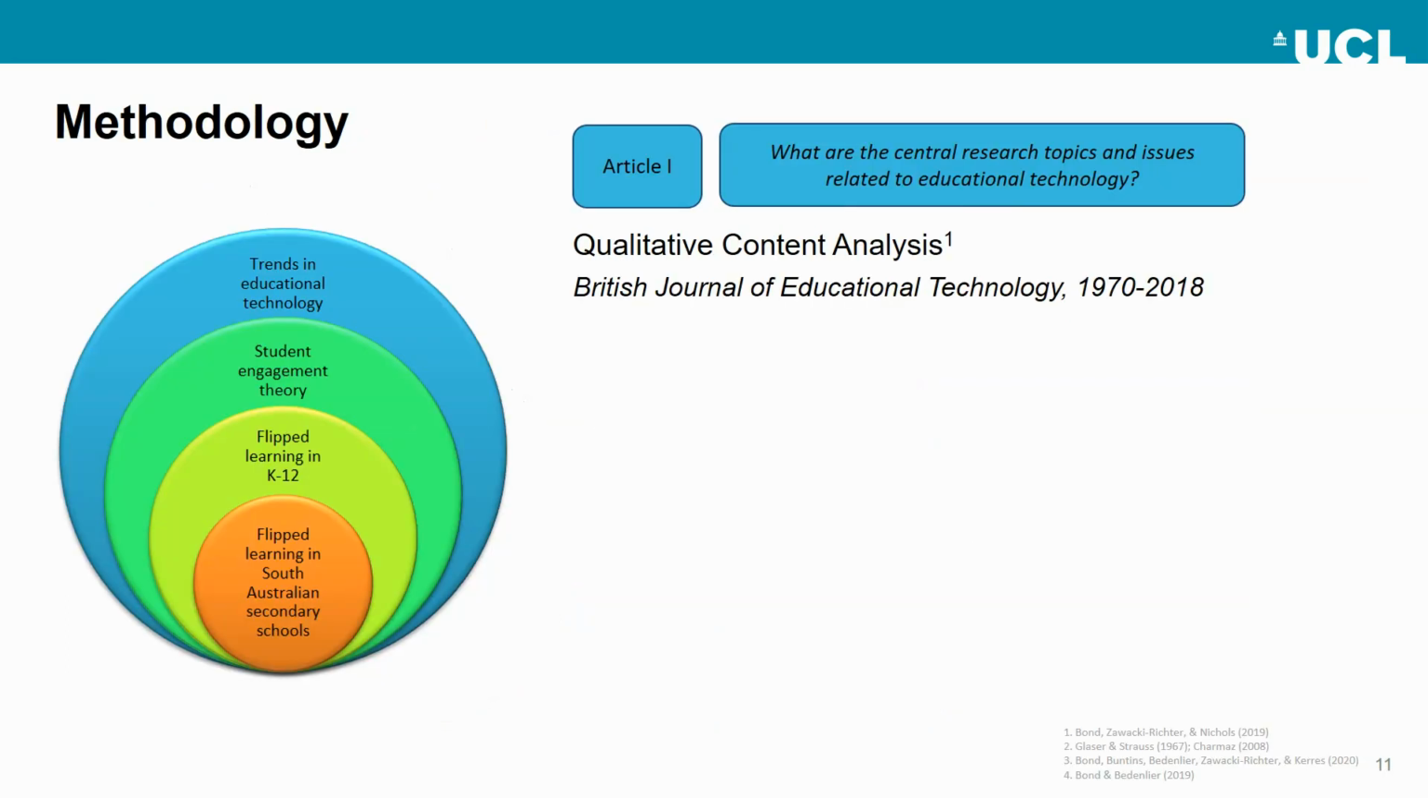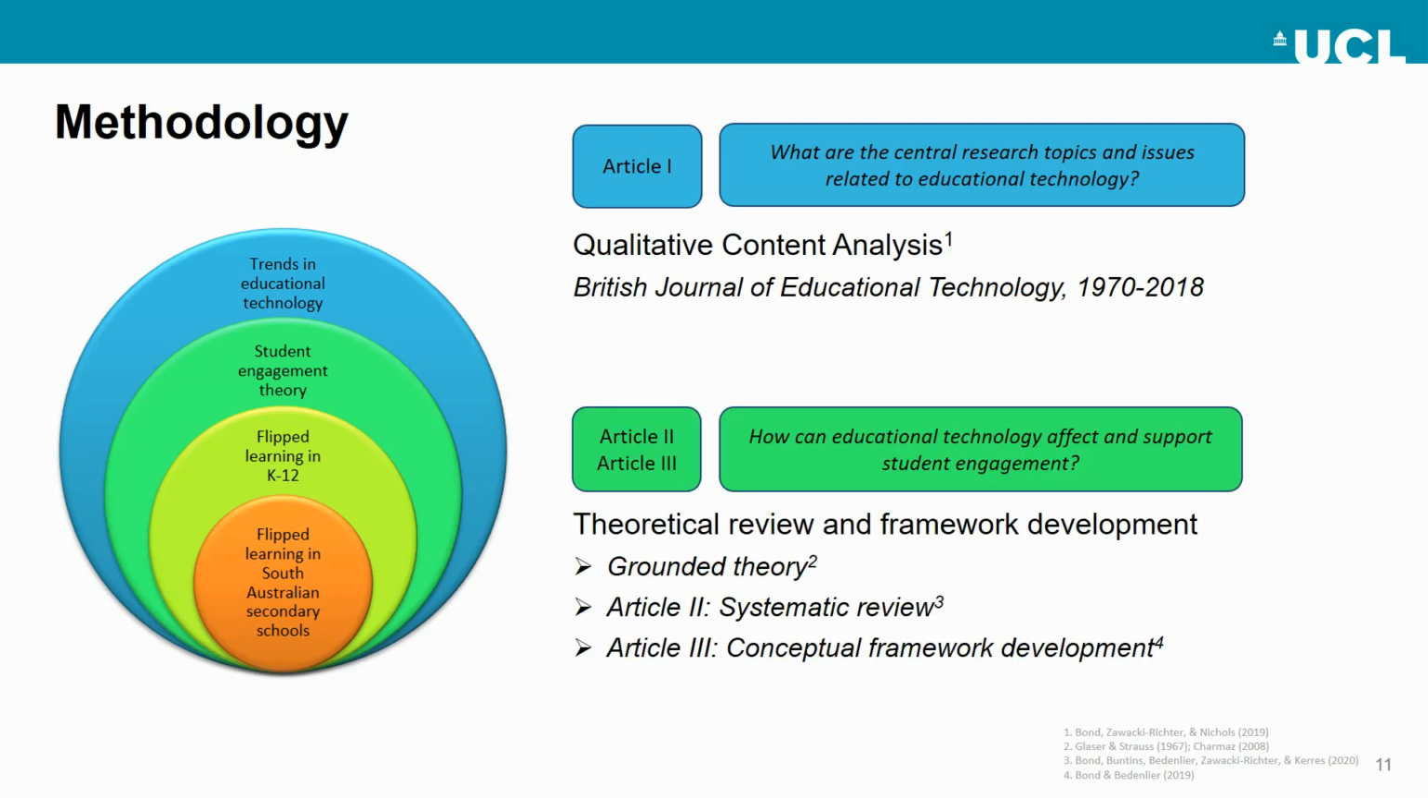In order to do this, I undertook 5 separate studies and articles. The first of these answered research question 1. And this was a qualitative content analysis of the British Journal of Educational Technology across its 50 years of publication, so from 1970 to 2018. The second and third articles answered research question 2 and were focused on a theoretical review and framework development. It used grounded theory and was predominantly focused on the undertaking of a systematic review and then a theoretical article that focused on the development of my conceptual framework.